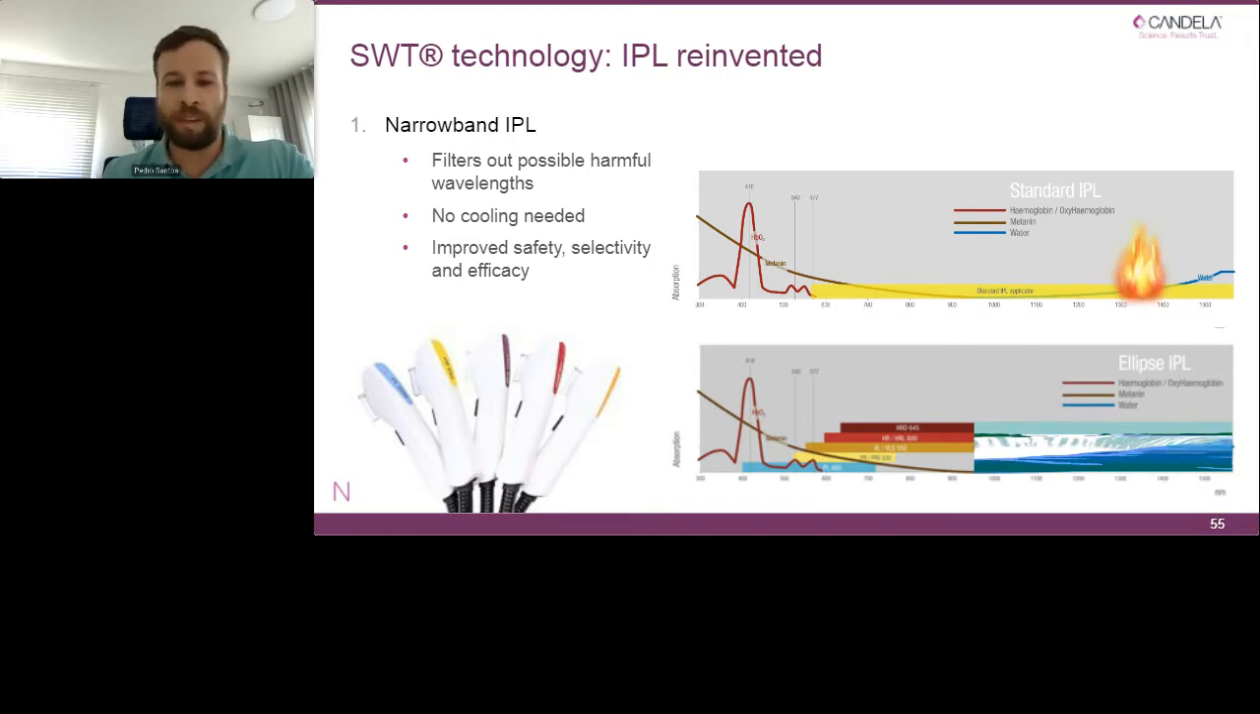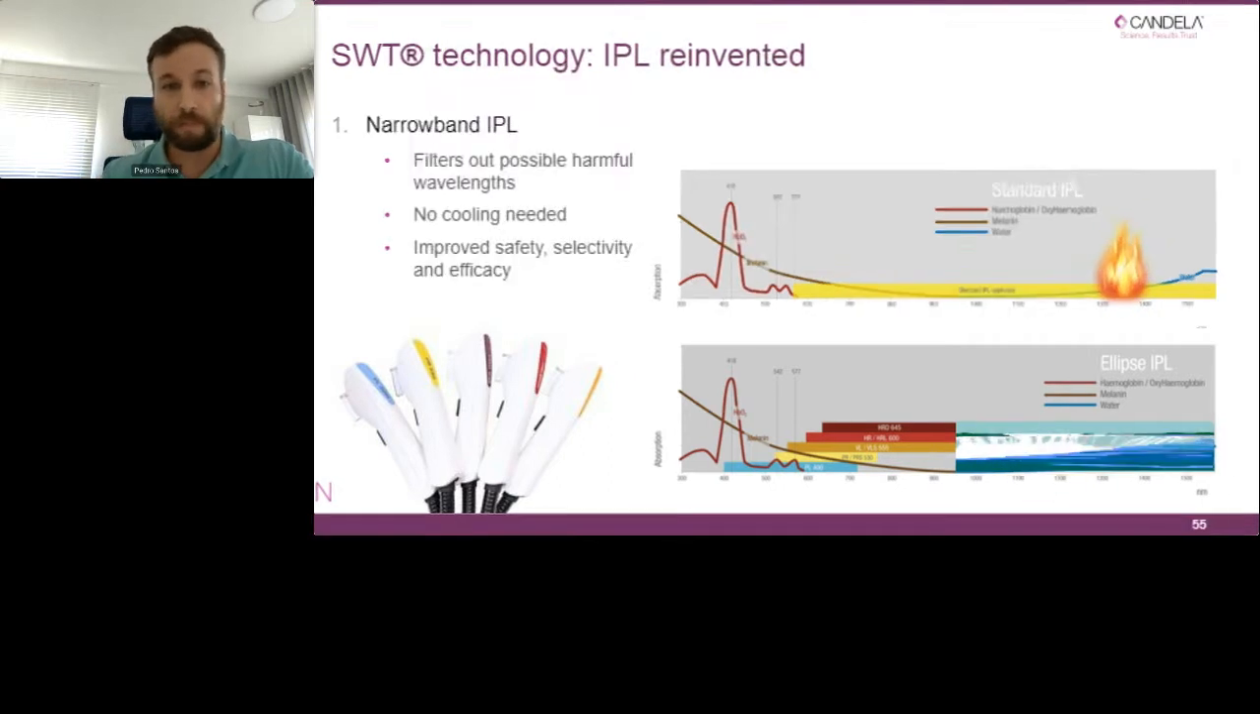And here, covering rosacea, we will focus on the PR applicator that has a band starting at 530 and ending at 750, which allows us to cover the first left part of the absorption curve of hemoglobin. Also, by filtering out water, we won't need cooling for most of our treatments, and this leads to improved safety and efficacy of our treatments.